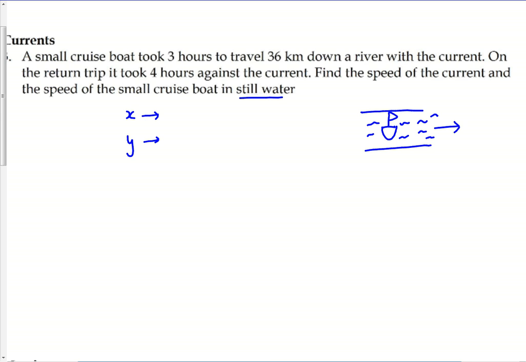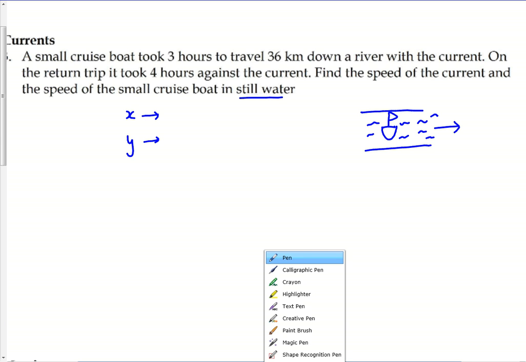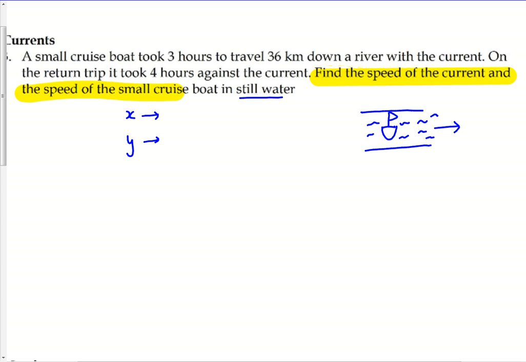Okay, look at the question, guys. Find the speed of the current and the speed of the boat in still water. Those are our two variables. Yeah, Jash. Okay, so x is the speed of the current. Of just the current. Okay, y would be the speed of what? Of the boat in still water. So that was if there's no current.